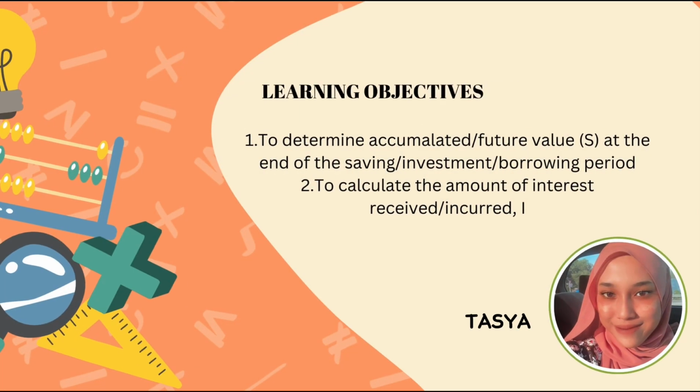The learning objectives of compound interest. Number 1, to determine accumulated or future value as at the end of the saving, investment or borrowing period. Number 2, to calculate the amount of interest received or incurred.